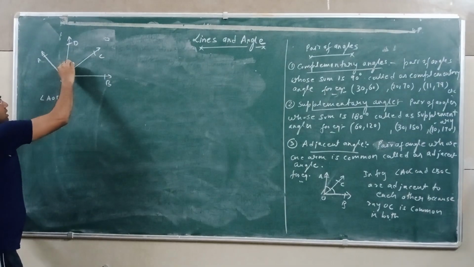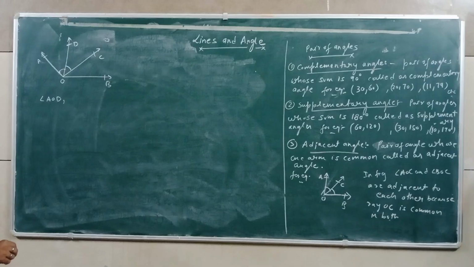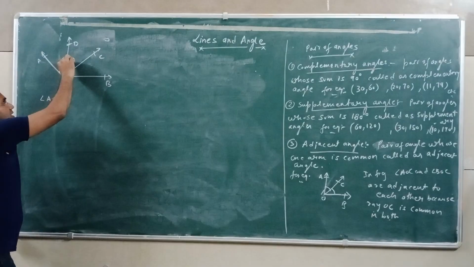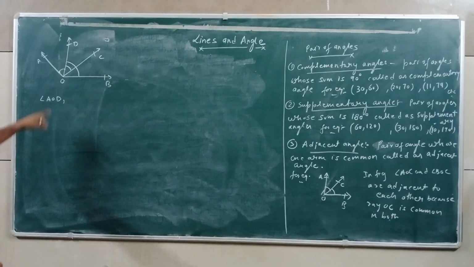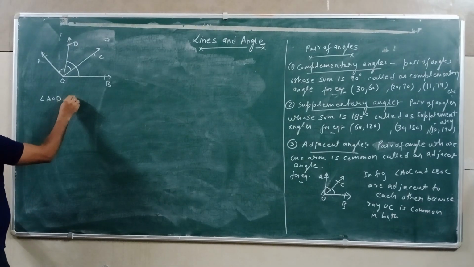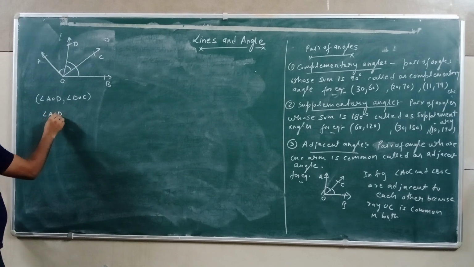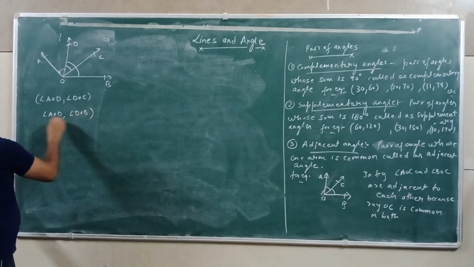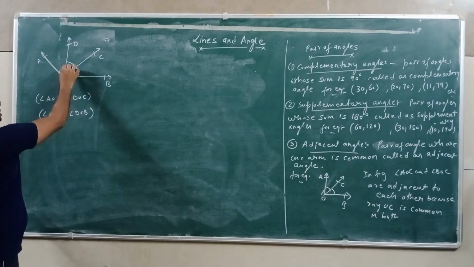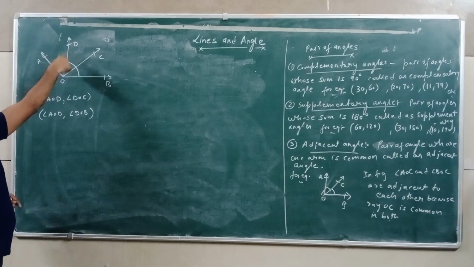So see, this angle is adjacent with AOD because OD is common in both. Now see, this angle is also adjacent with AOD because OD is common there. Okay, so here you will write what? Angle DOC is adjacent to AOD. Second thing, again you will write angle AOD. Then you will write angle DOB. See, this angle is adjacent with AOD, and this angle is adjacent with AOD, DOB.